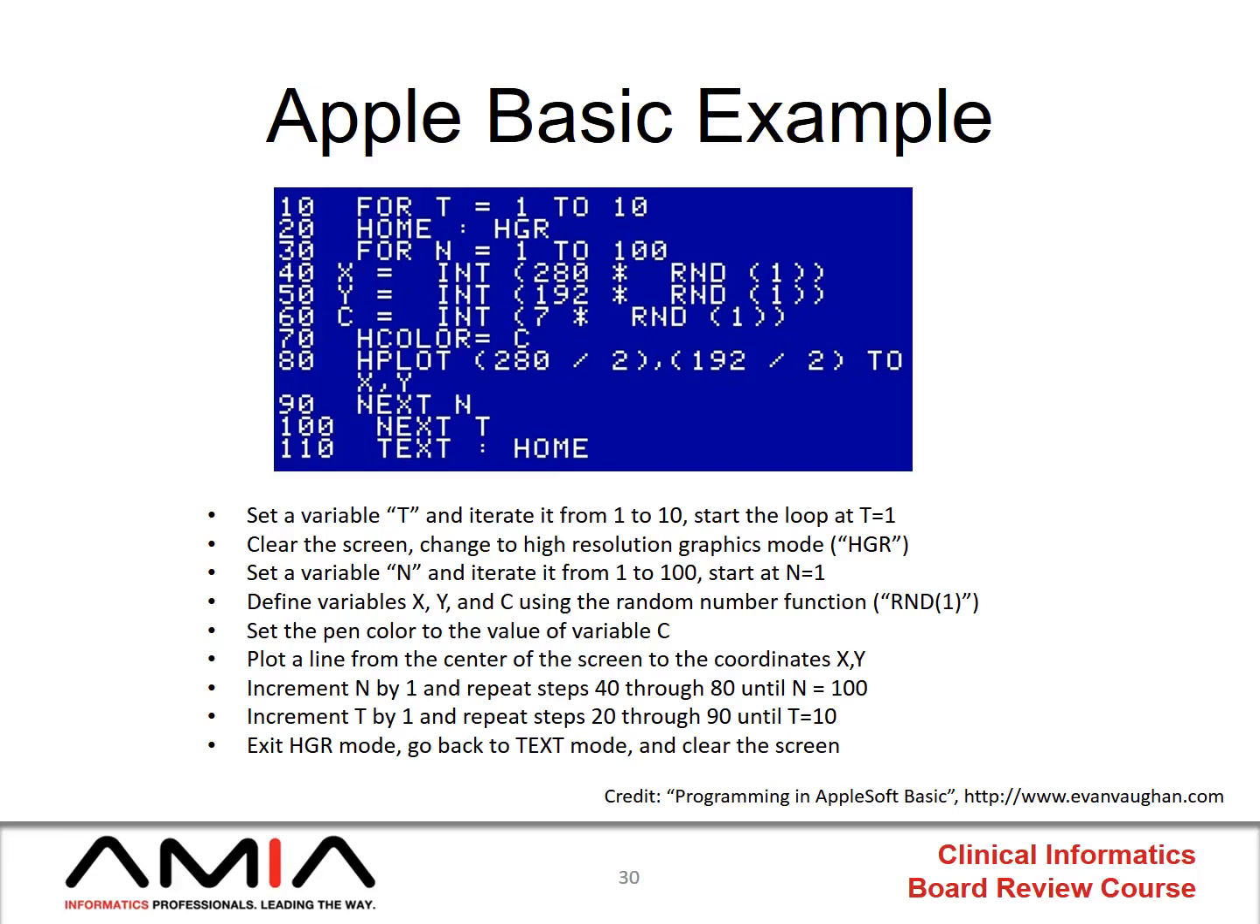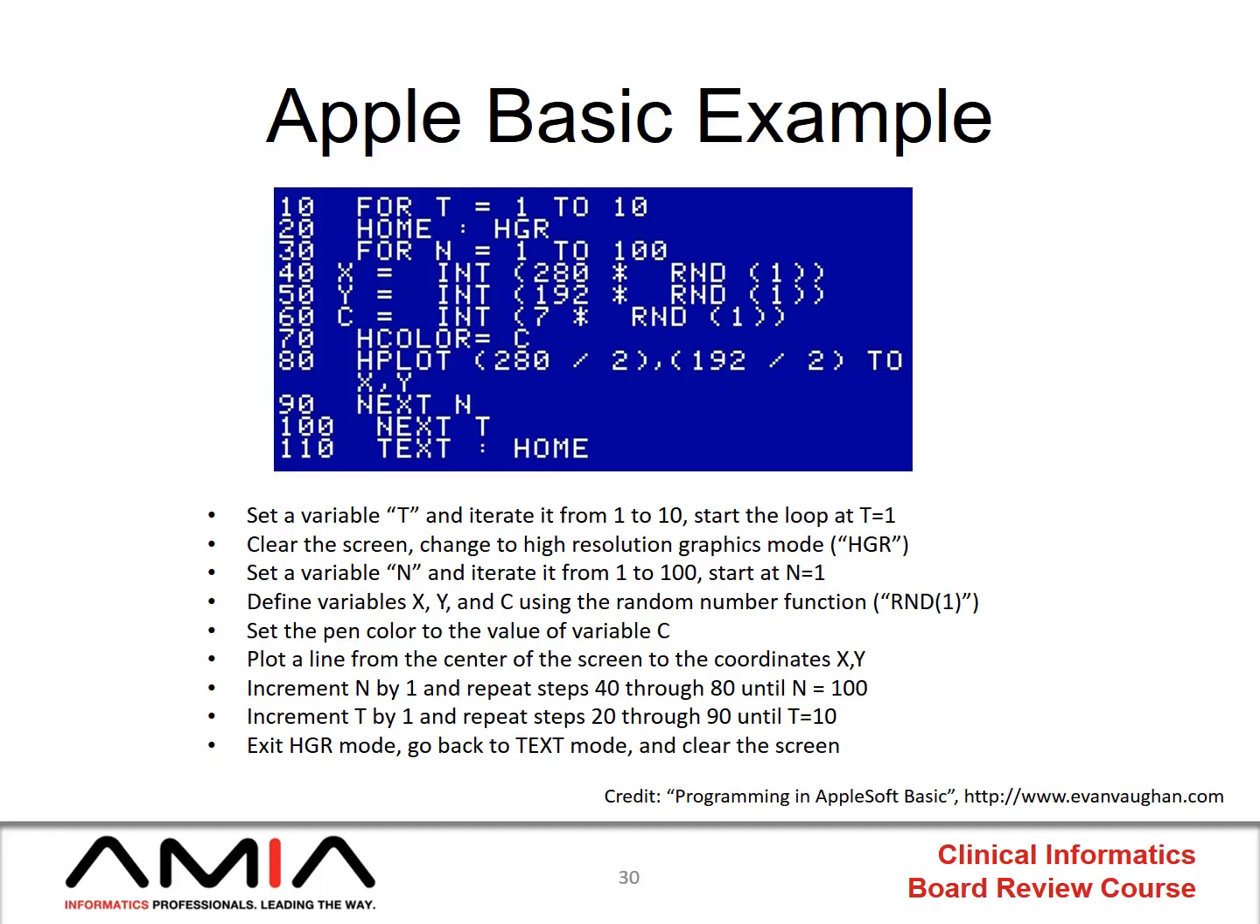So notice that these are numeric labels, which is one tip off that this is a procedural language. And line 10, which is the first line of the program, says for t equals 1 to 10. So you can already tell that I'm going to set up a for next loop. Line 20 is this phrase home : HGR. And you obviously don't have to know what this means, but in Apple Basic, this was really cool. This would clear the screen, the home screen, and it would put it into high resolution graphics mode, HGR.